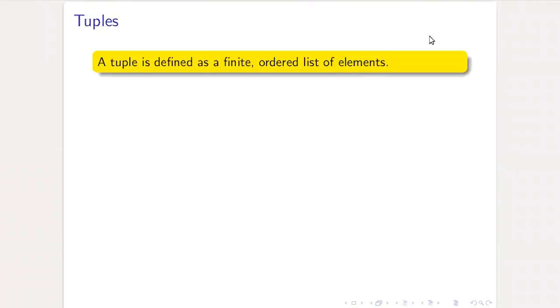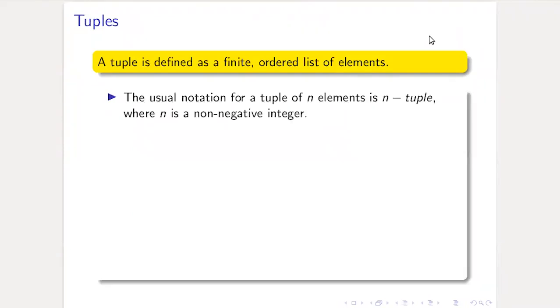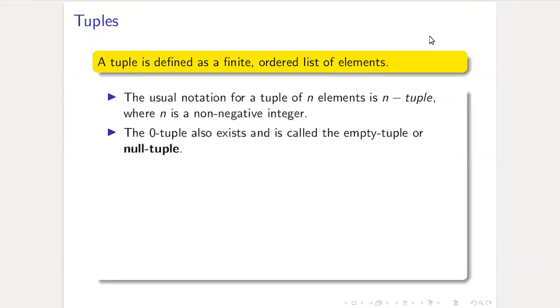Okay, so tuple is defined as a finite ordered list of elements. The conventional sense is that we have this ordered set named by the number of elements. So if we have n elements, we call it n tuple. So a 4-element tuple or a 5-element tuple, like that.